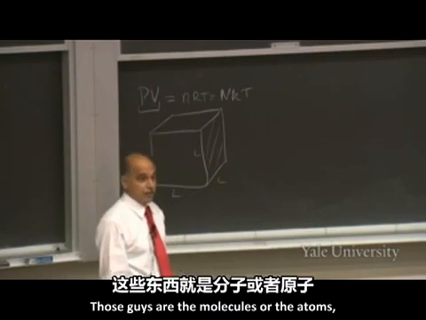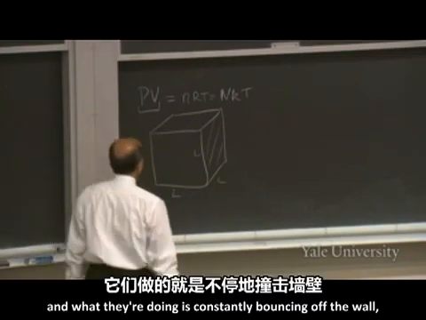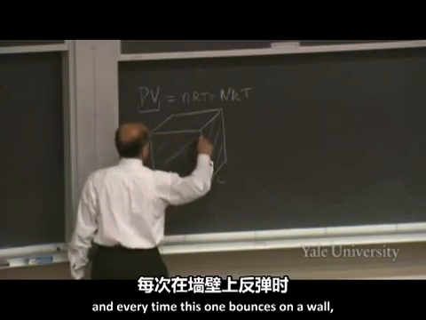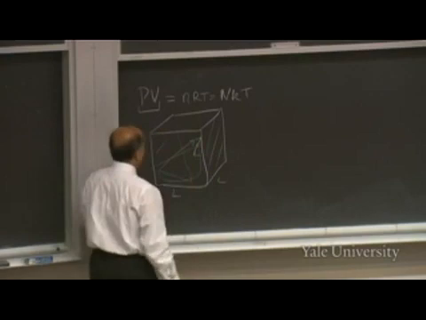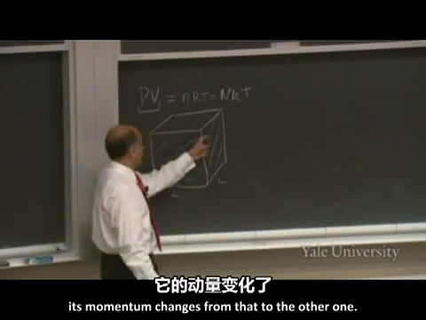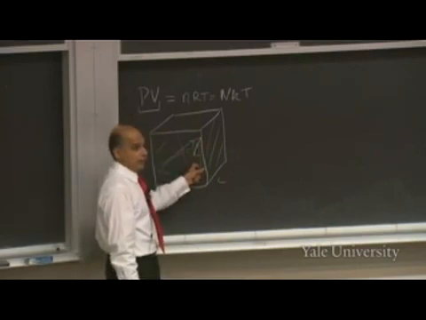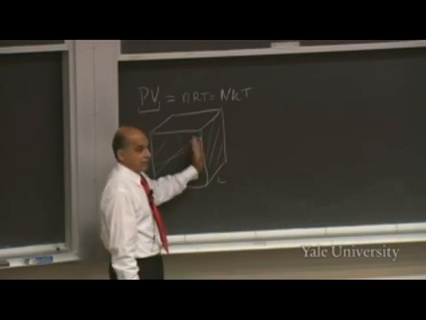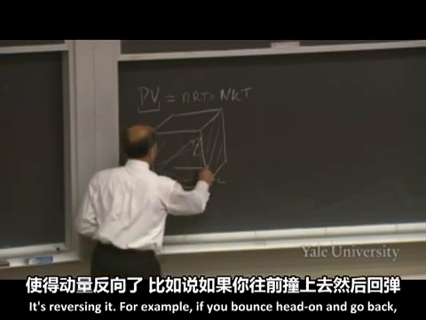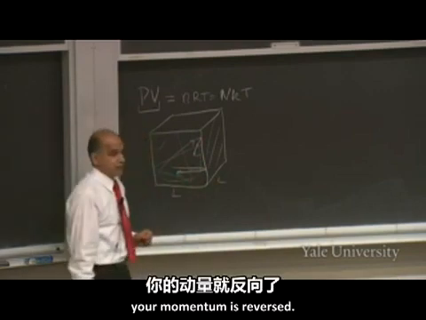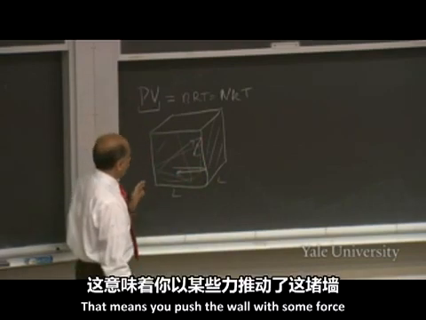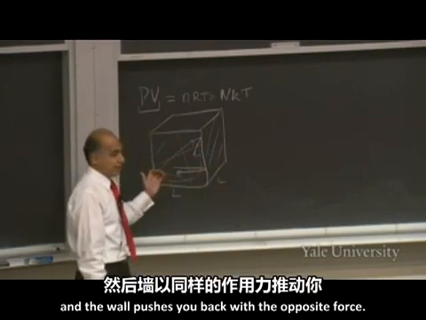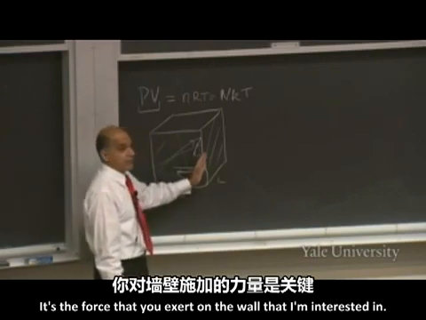Those guys are the molecules or the atoms, and what they're doing is constantly bouncing off the wall, and every time this one bounces on a wall, its momentum changes from that to the other one. So who's changing the momentum? Well, the wall is changing the momentum. If you bounce head on and go back, your momentum is reversed. That means you push the wall with some force, and the wall pushes you back with the opposite force. It's the force that you exert on the wall that I'm interested in.